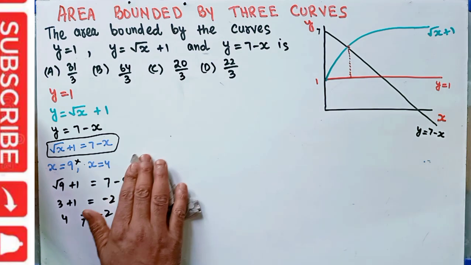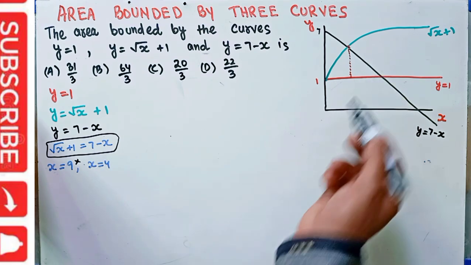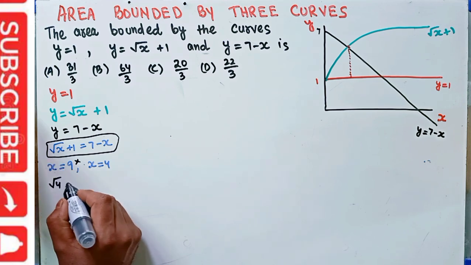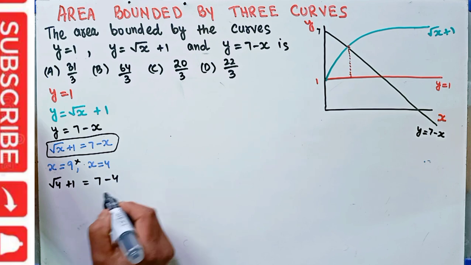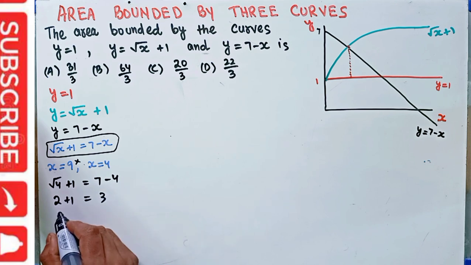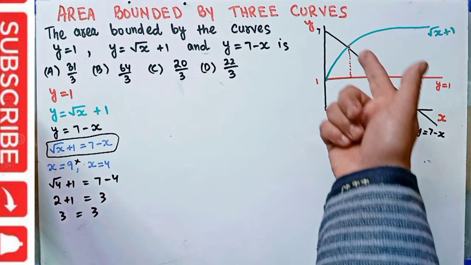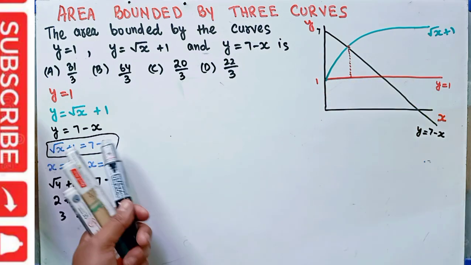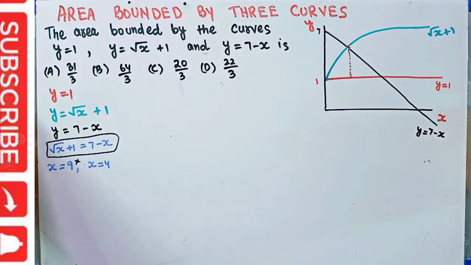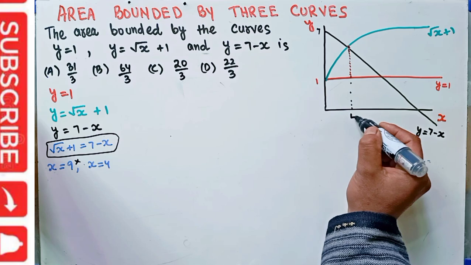Okay, now let us see when x is equal to 4 whether this point satisfies the condition here. So we have, in place of x, under root 4 plus 1 is equal to 7 minus 4. So under root 4 is 2, so 2 plus 1, 7 minus 4 is 3. Here 3 is equal to 3. That means when x is equal to 4, these two are equal to each other. So we take x is equal to 4 as a point. Okay, at the point of intersection, so we got here the value of x is 4.